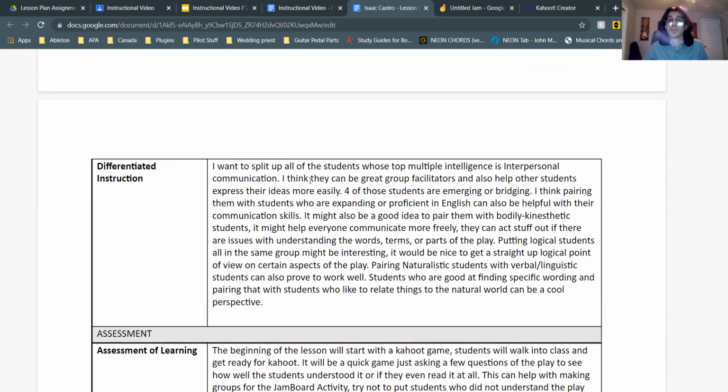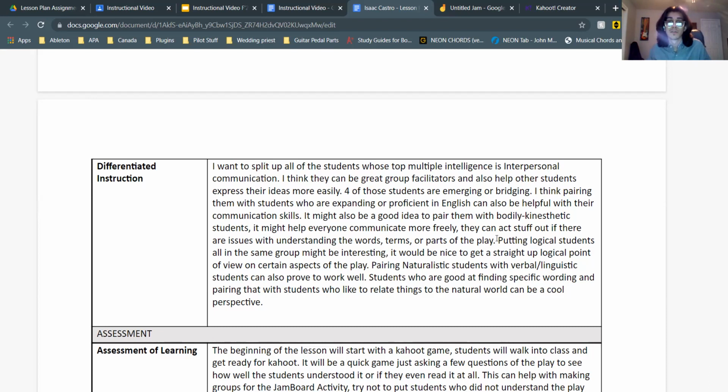And 4 of those students are emerging or bridging, so their English isn't the best. Pairing them with students who are expanding or proficient in English will be helpful with their communication, and it'll help everyone communicate a little better. It might also be a good idea to pair them with students who are good at learning and communicating through their body, who are very expressive with their language. It'll help people communicate if they don't understand something that's happening in the play. They can act it out or let them know what it is more easily.